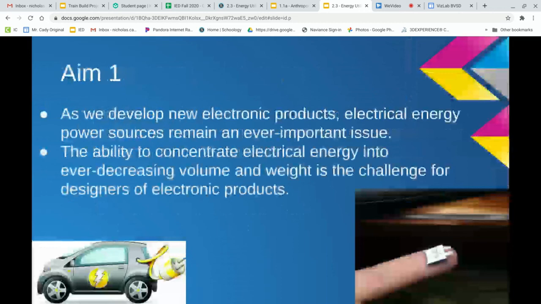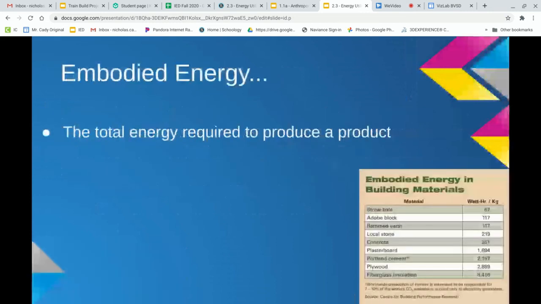Aim 1, here's our standard. As we develop new electronic products, electrical energy power sources remain an ever-important issue. The ability to concentrate electrical energy into ever-decreasing volume and weight is the challenge for designers of electronic products. Okay? Batteries. And as we said, batteries keep getting better and better.